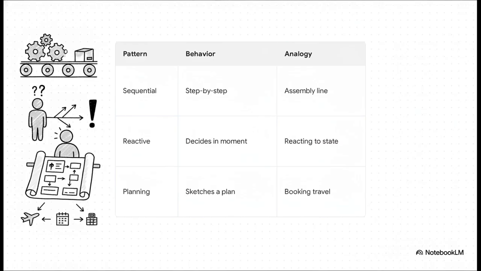And finally, planning agents. These are the heavy lifters. They pause, sketch out a holistic plan, and then execute. Think of it like booking travel. You don't just randomly buy a flight. You plan the dates, then the flight, then the hotel. They have a high computational cost up front, but for multi-step goals with complex dependencies, planning agents are absolutely the way to go.